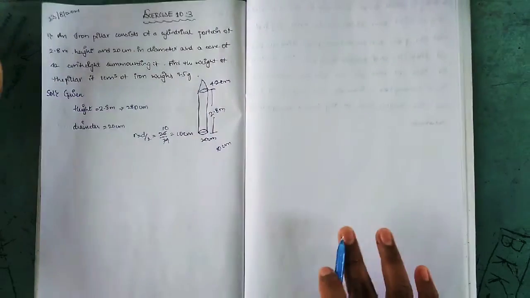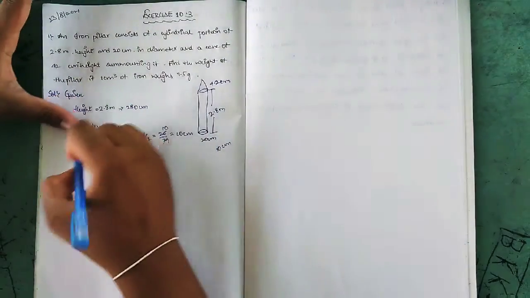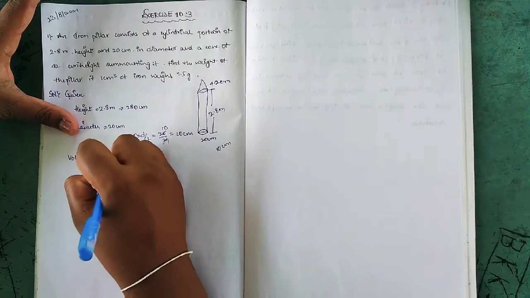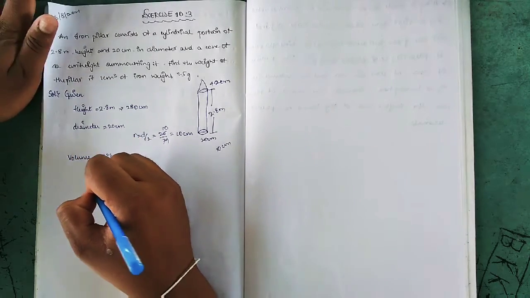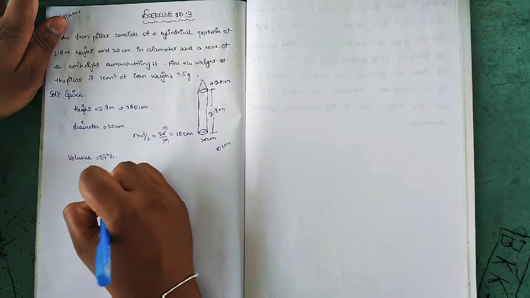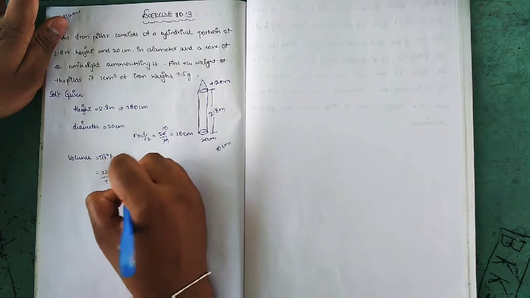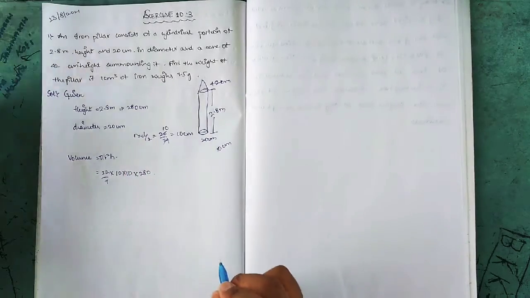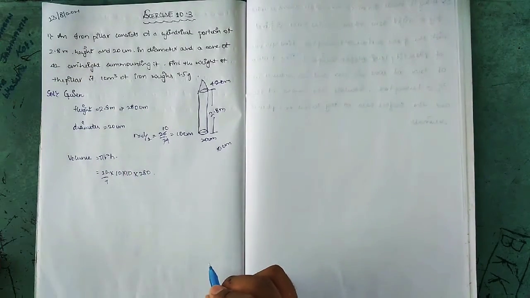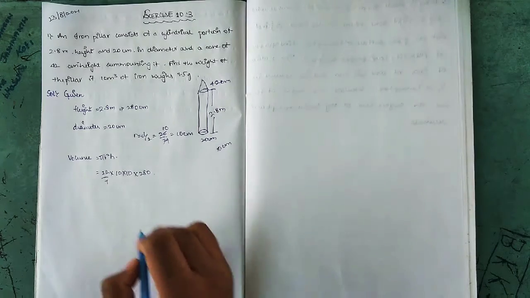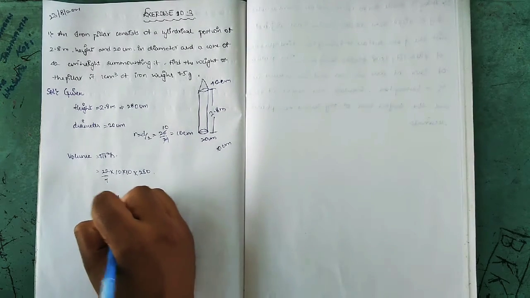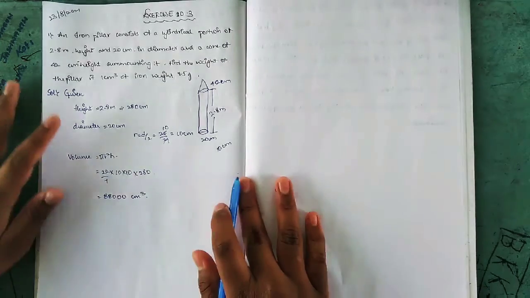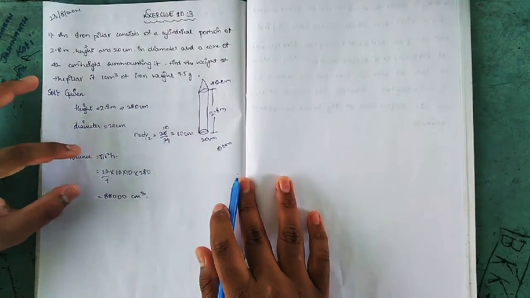So to find the weight of the pillar, first we will see the volume. Volume is equal to pi r square h. So 22 by 7 into 10 into 10, where radius is 10 and height is 280 centimeters. So we'll get 88,000 centimeter cube. Therefore the volume of the cylindrical portion is 88,000 centimeter cube.